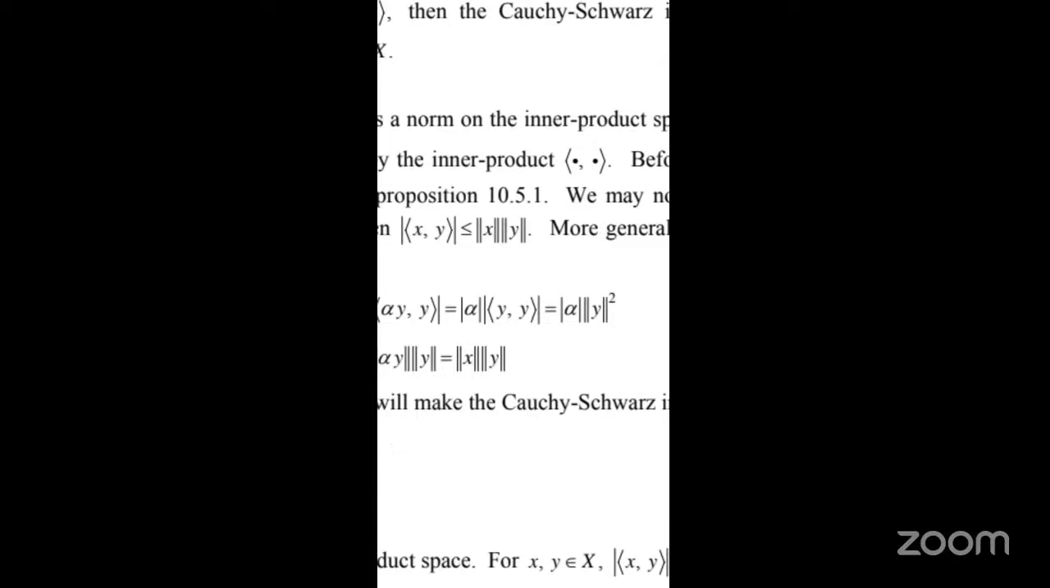Okay. Now, it is considered in the same manner: the absolute value of the inner product of x and y is equal to norm x into norm y. That is a simple notation. Okay. Now, we take the linear dependence of x and y for the Cauchy-Schwarz inequality.